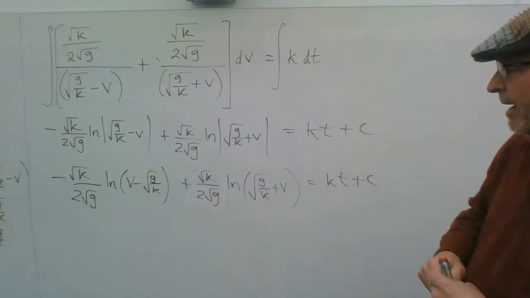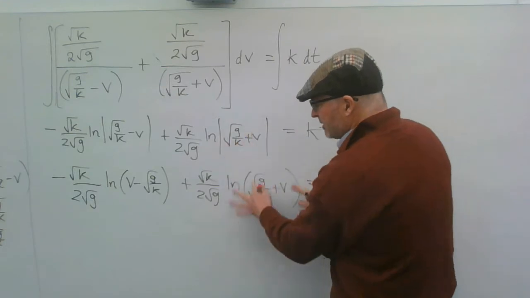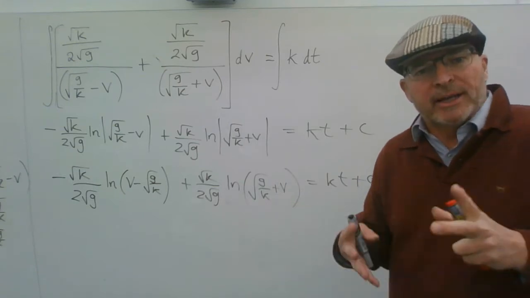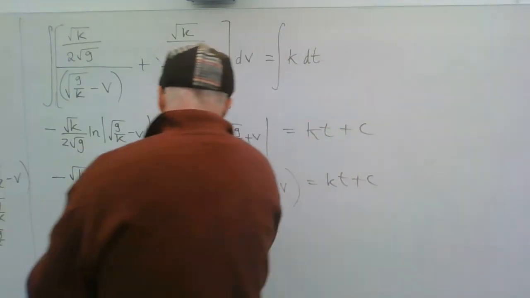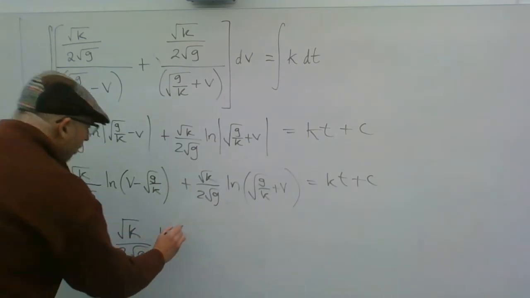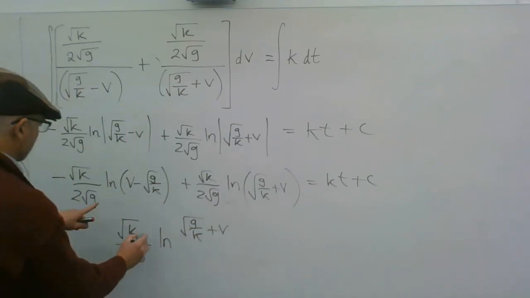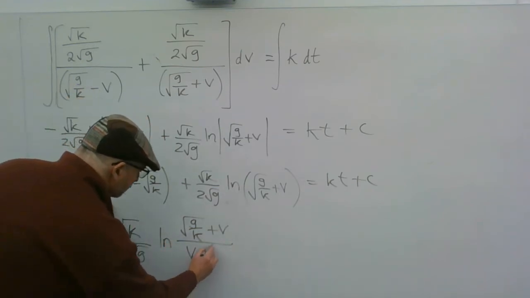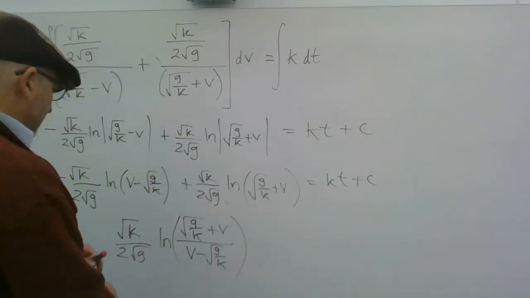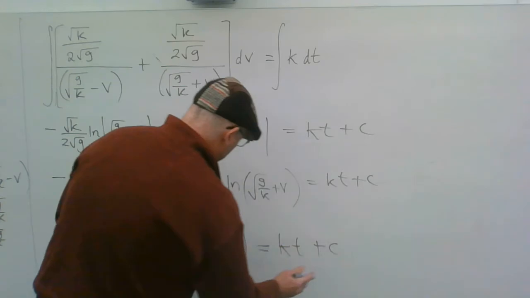So we're right to go now. I can put these logs together. They've both got the same coefficient, that's great. So it's this one minus this one, and when you do a log minus a log, it can go inside together as a division. So I'm going to grab their coefficient and natural log, and this one, root g on k plus v, divided by this one, v minus root g on k. And then that's equal to kt plus c.